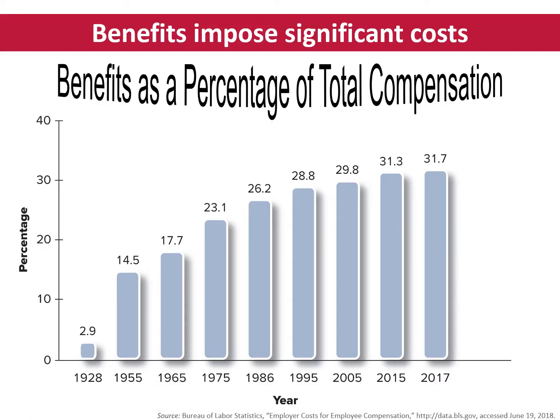The importance of employee benefits as a form of compensation has grown over the years. As you can see from this chart, in 1928, in the United States of America, employee benefits only accounted for 2.9% of an employee's total compensation package. But since then, unions have had a strong influence on the workplace, and new legislation has been passed. Now, as we look at the progression here over the years, you can see that by 2017, benefits accounted for 31.7% of employee compensation packages.